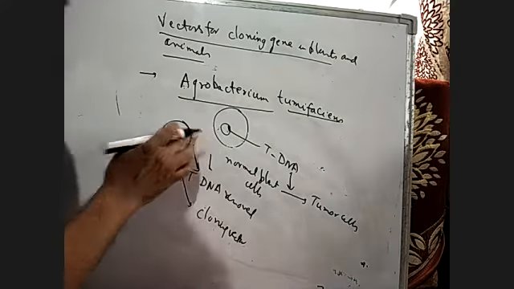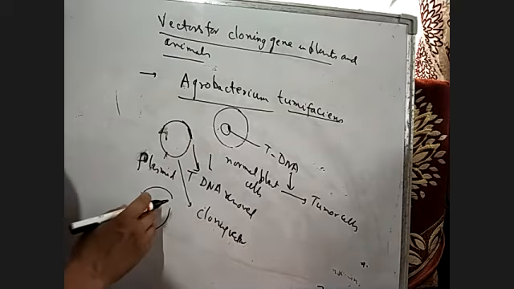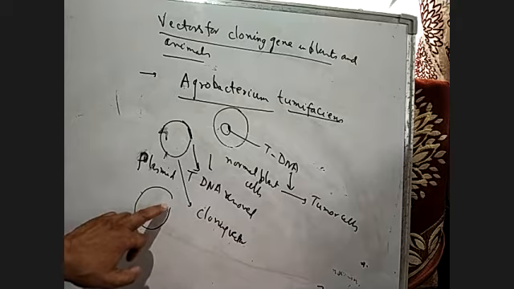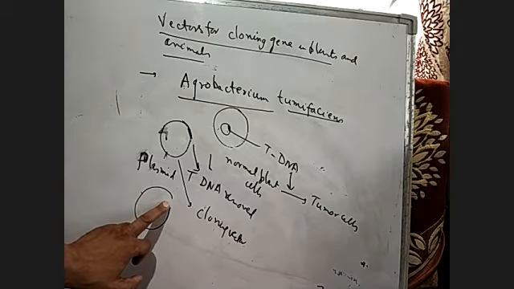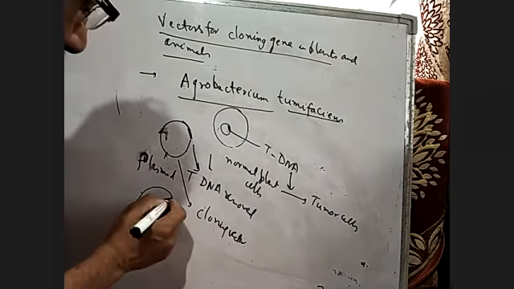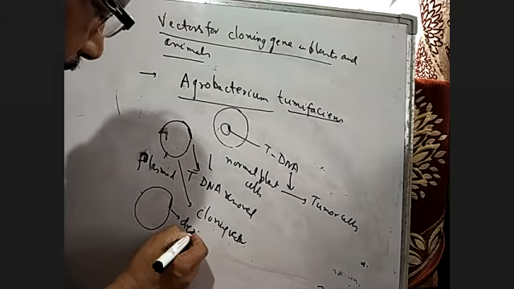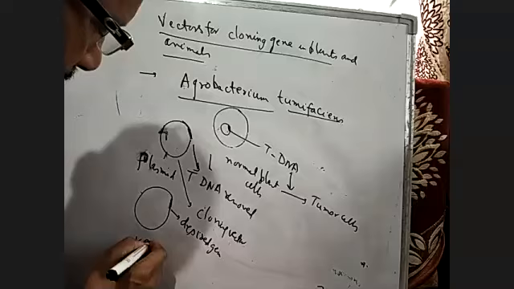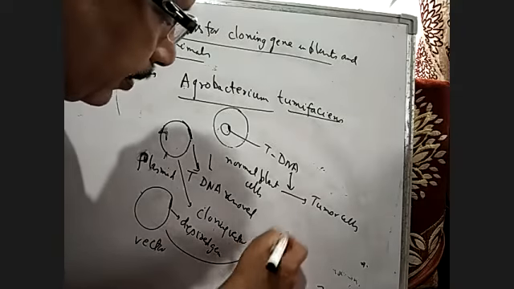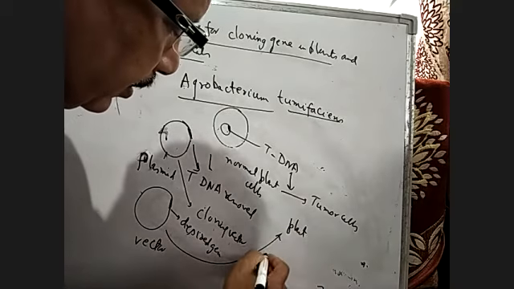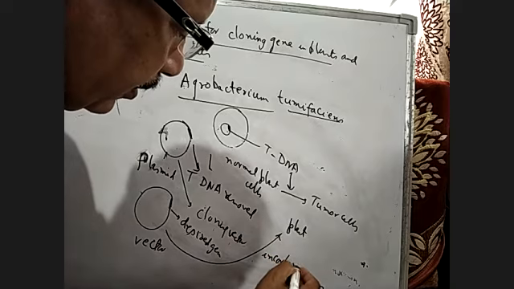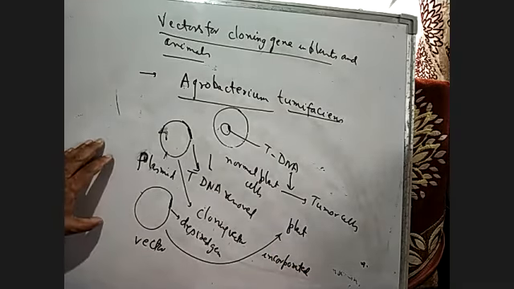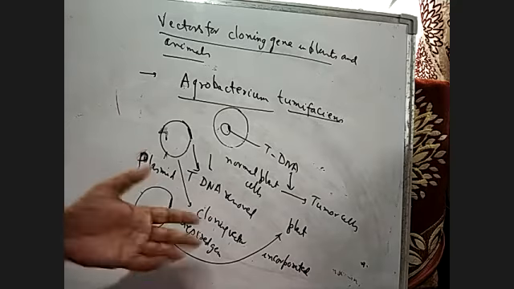So here, this area in the plasmid is empty because we have removed the tDNA. Here we can combine it with the desired gene. So this is combined with the desired gene and becomes a vector, and this is incorporated into the plant. This is how we can introduce the gene into the plants.